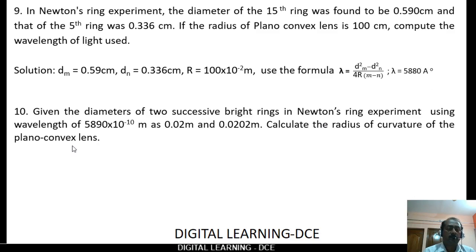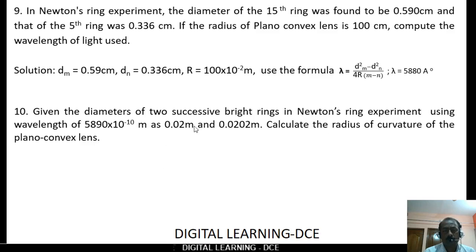The next one: given the diameters of two successive bright rings in a Newton rings experiment, using the wavelength of 5890 into 10 to the power of minus 10 meter, as 0.02 meter and 0.0202 meter, calculate the radius of curvature of the plano-convex lens.